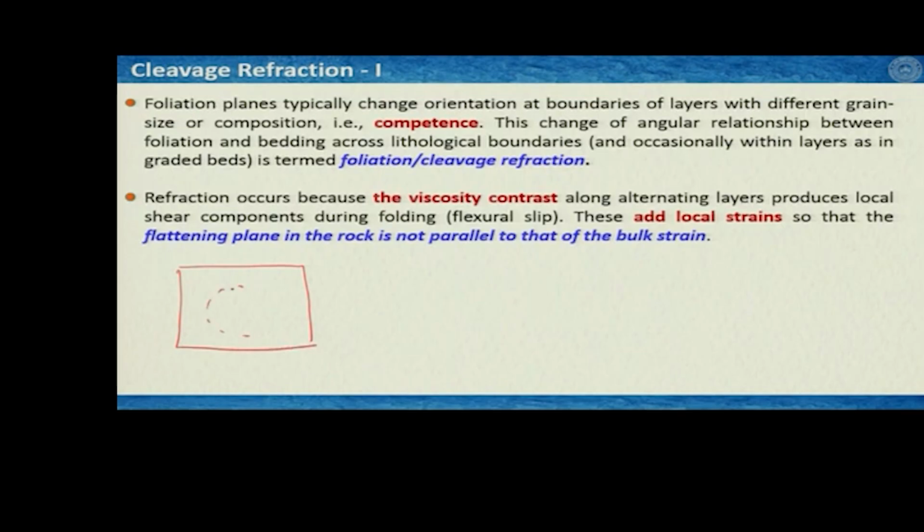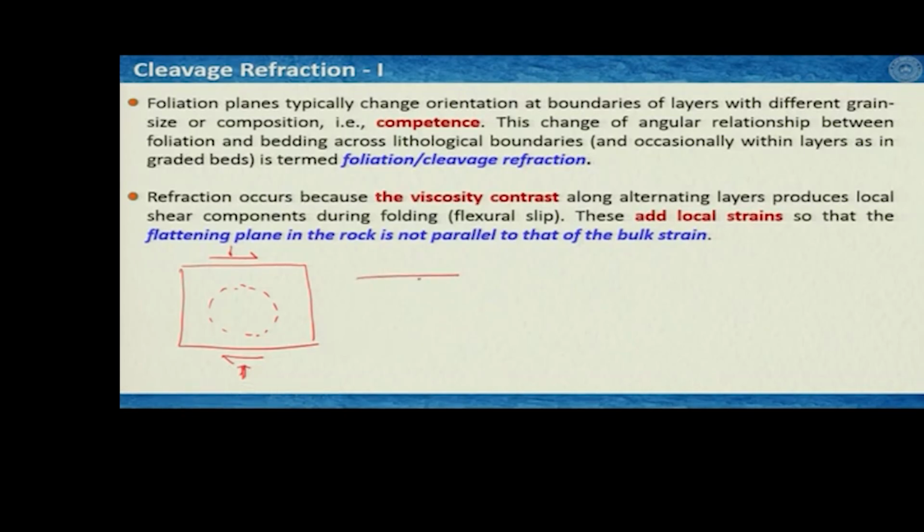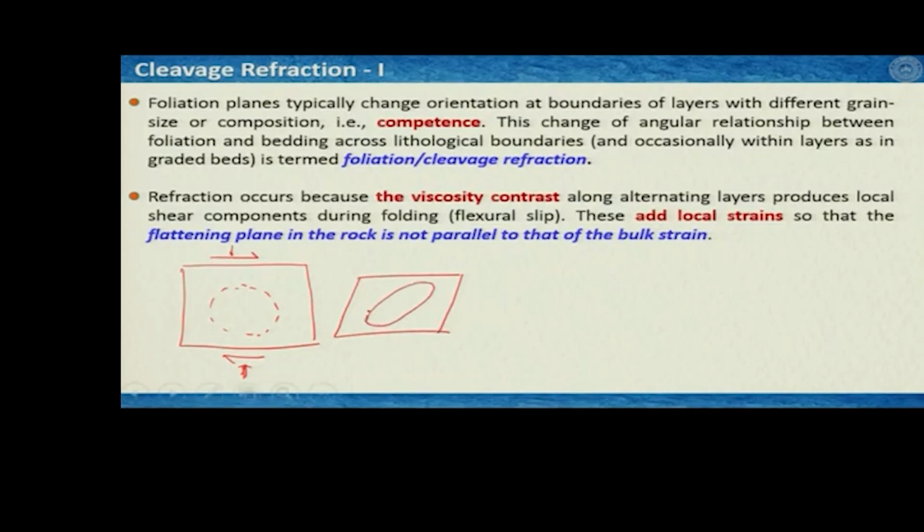So, if I try to summarize it, say for example, I have a homogeneous body, I have a circle, we have learnt all about it, and I deform it by both compression and shear. Then I know that this would take a shape like this. I am sorry, this should get a little shortened as well. Okay, and this circle would take the shape of this ellipse.